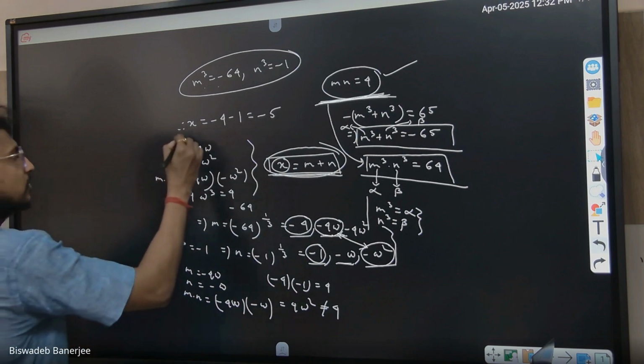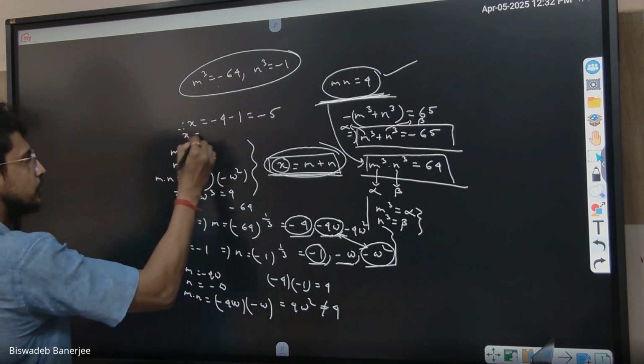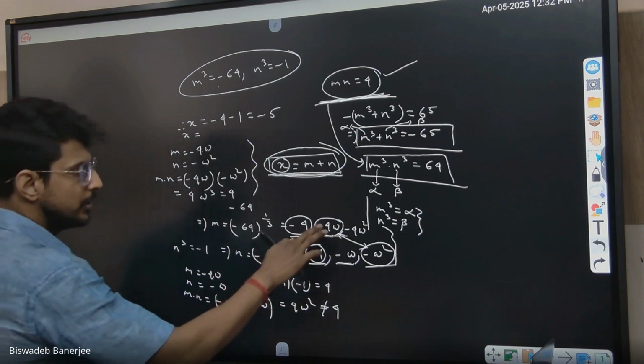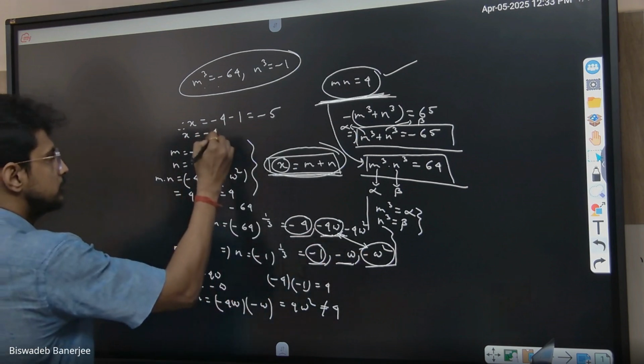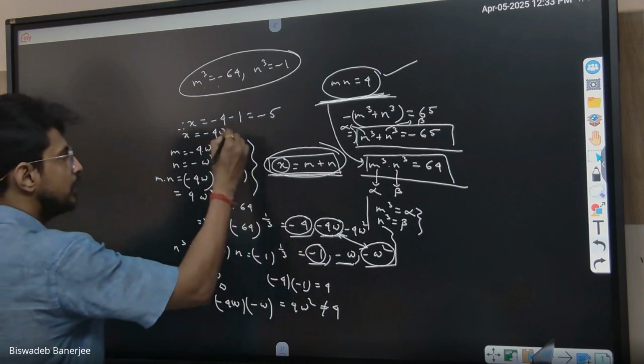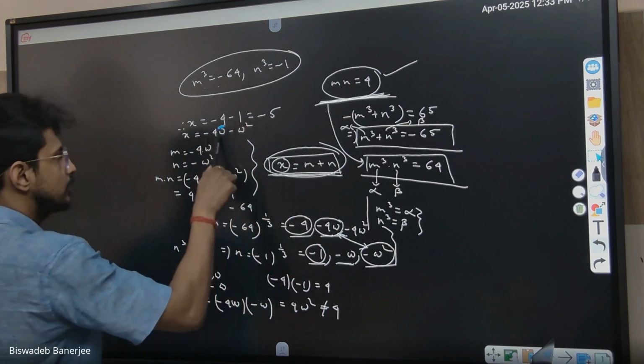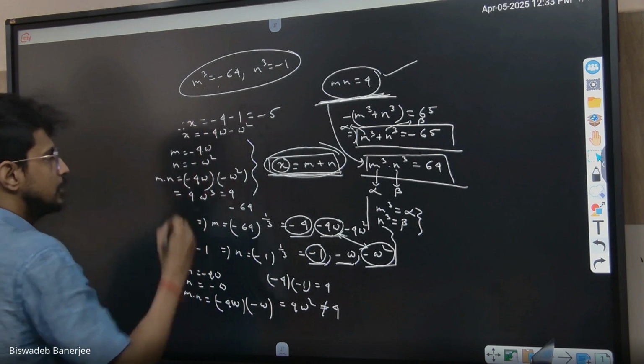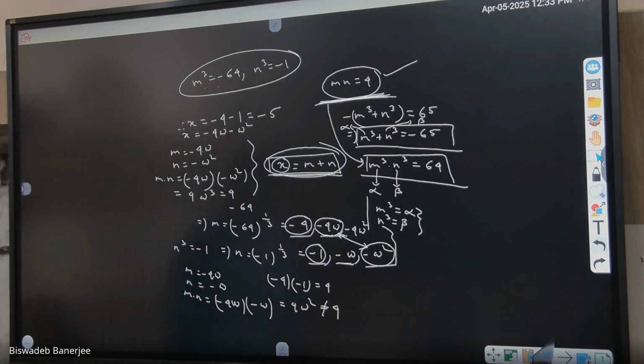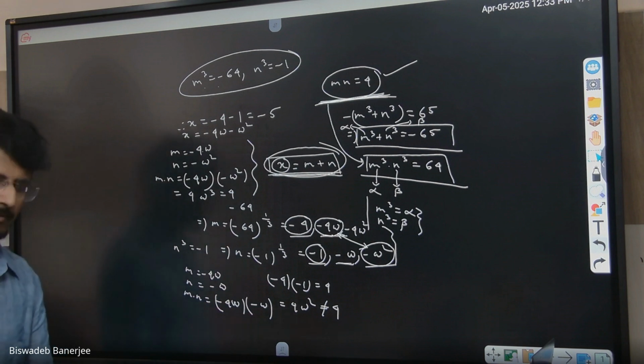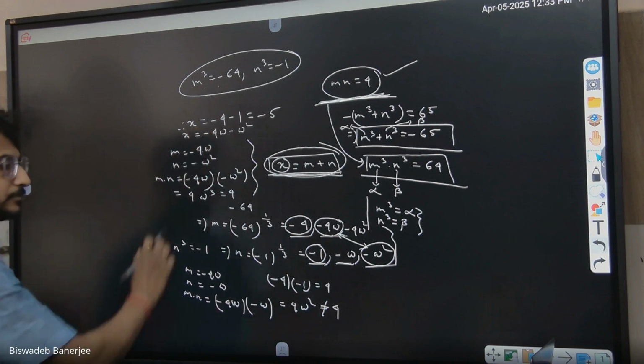So my second x equal to this plus this. So minus 4 omega minus omega square. This is my another value of x.